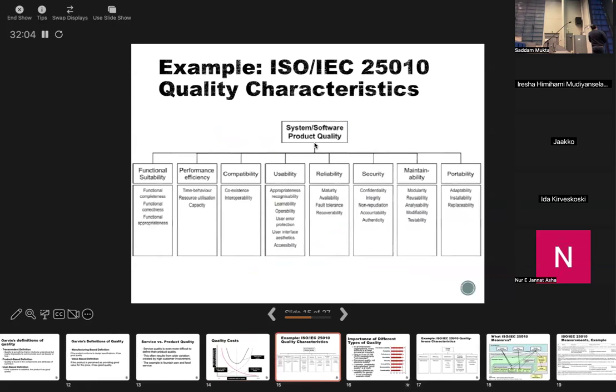So here we can see ISO IEC 25010. Actually, this is a standard for software quality. Do you know what IEC is?